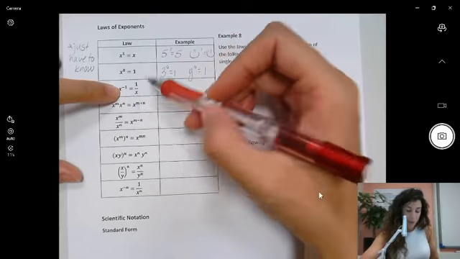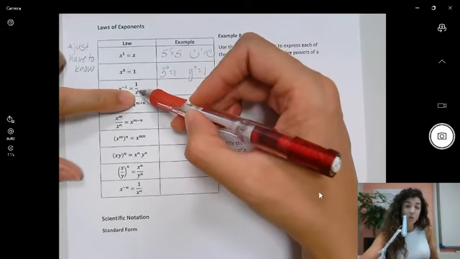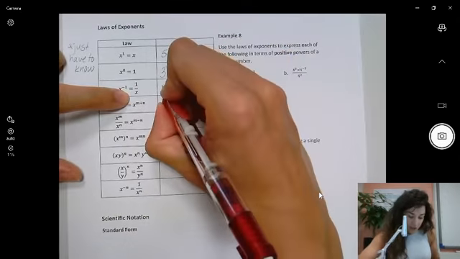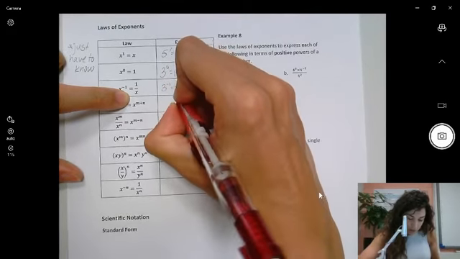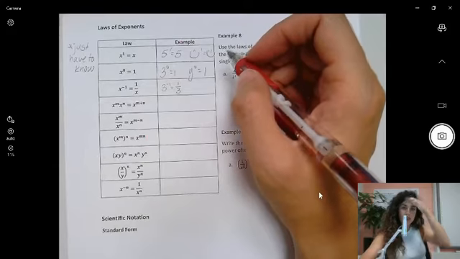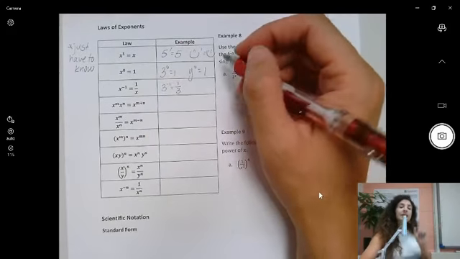Anything raised to the -1 power becomes 1 over that thing. So 3 to the -1 power is 1 over 3. So it'll always be 1 over that. It turns it into a fraction.